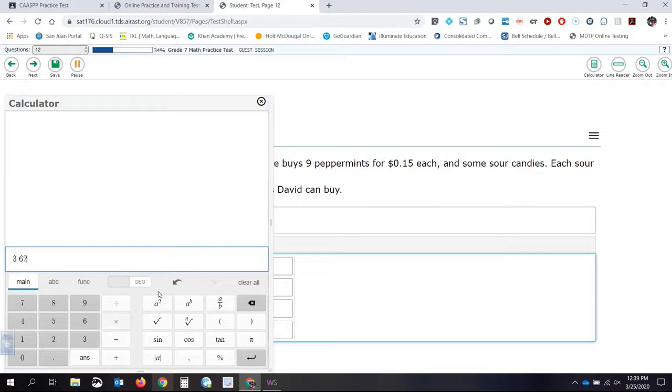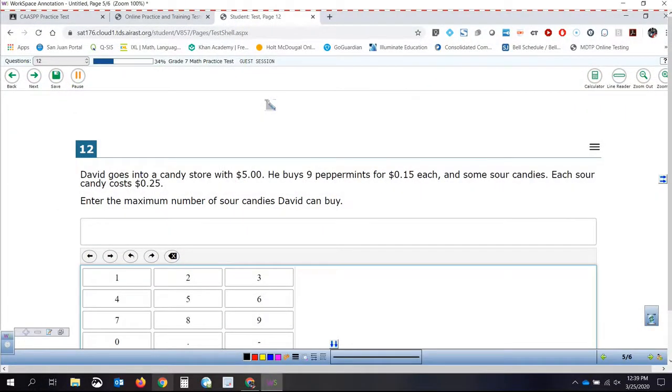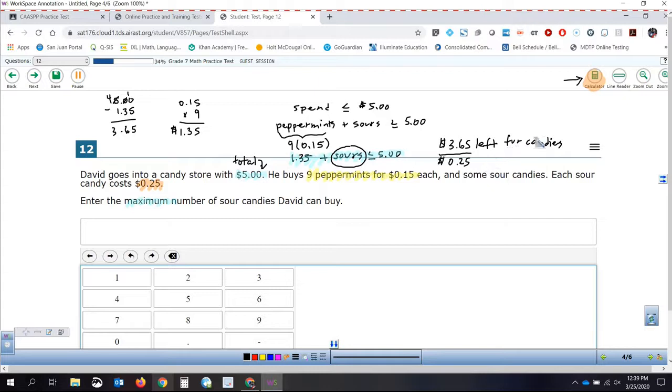$3.65, and I'm going to divide that by 25 cents, 0.25, and I get 14.6. So if we go back to where we were, when we divide this, we get 14.6 sour candies.